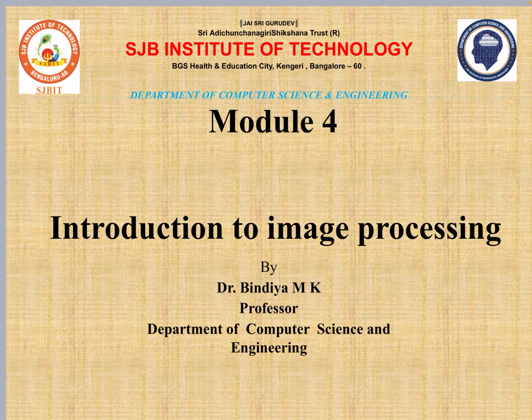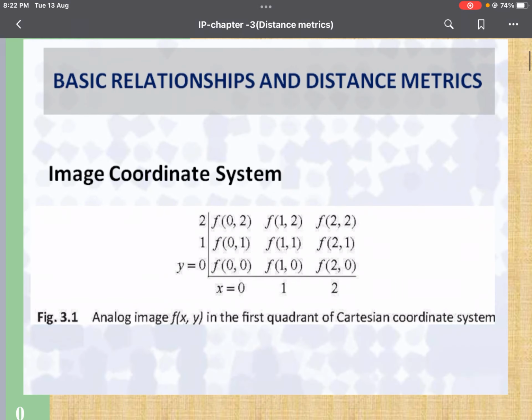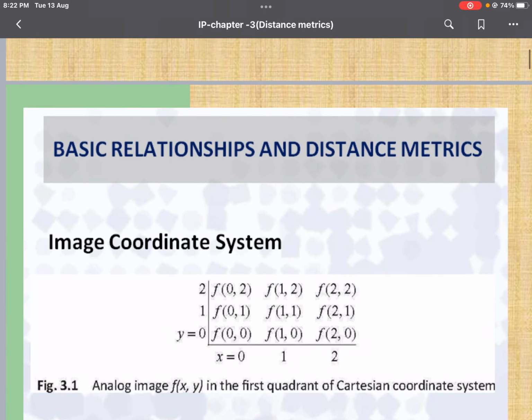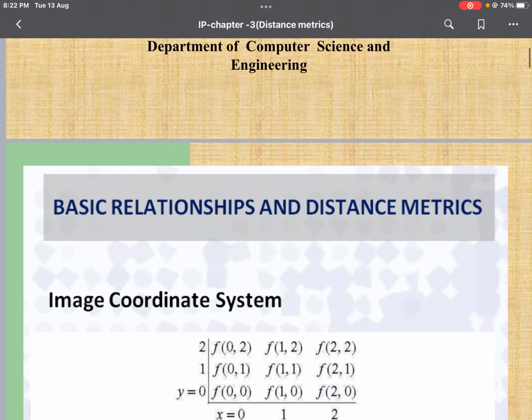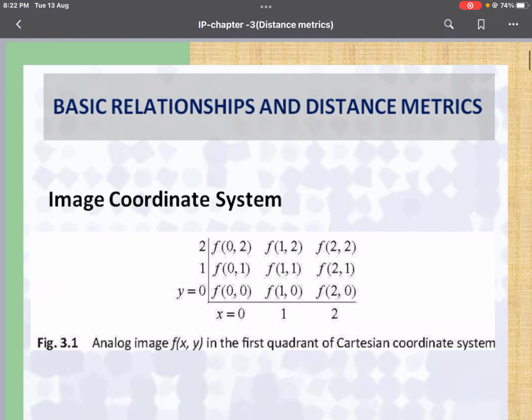Dear students, now let us move on to module 4, introduction to image processing. In the last class we discussed what exactly image processing is, and how you are going to represent the information of the images, and the basic distance metrics. Today we will move on to the basic relations and the distance metrics.